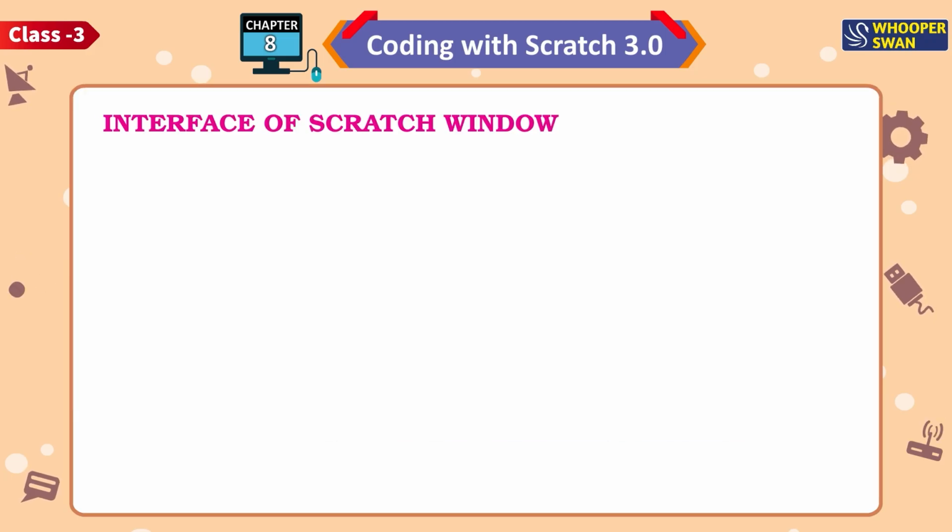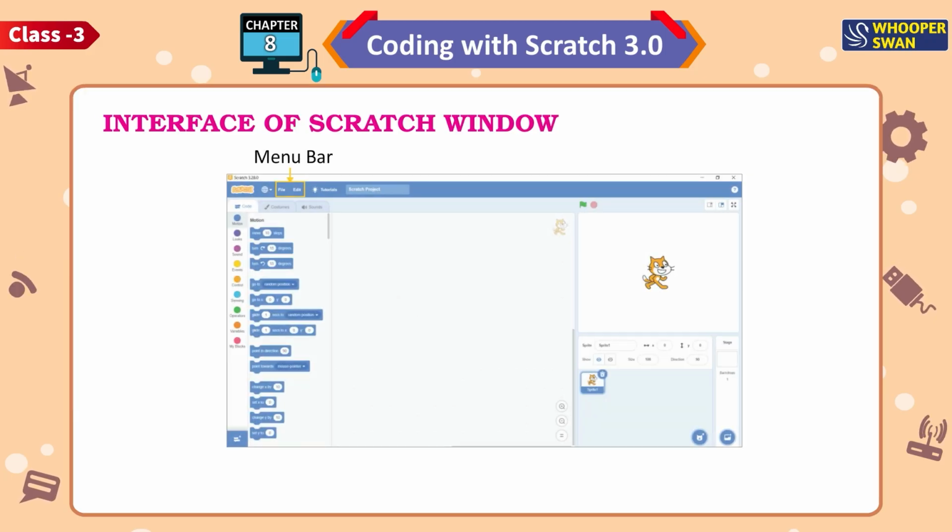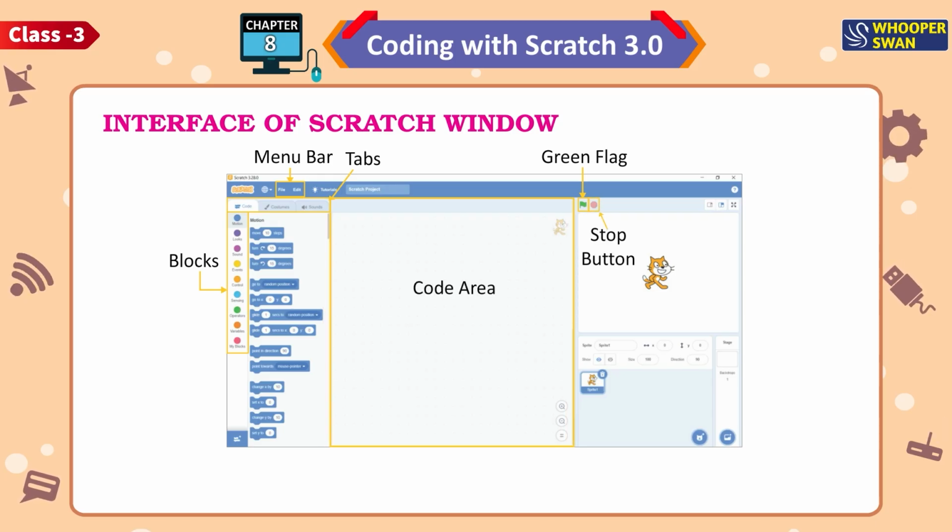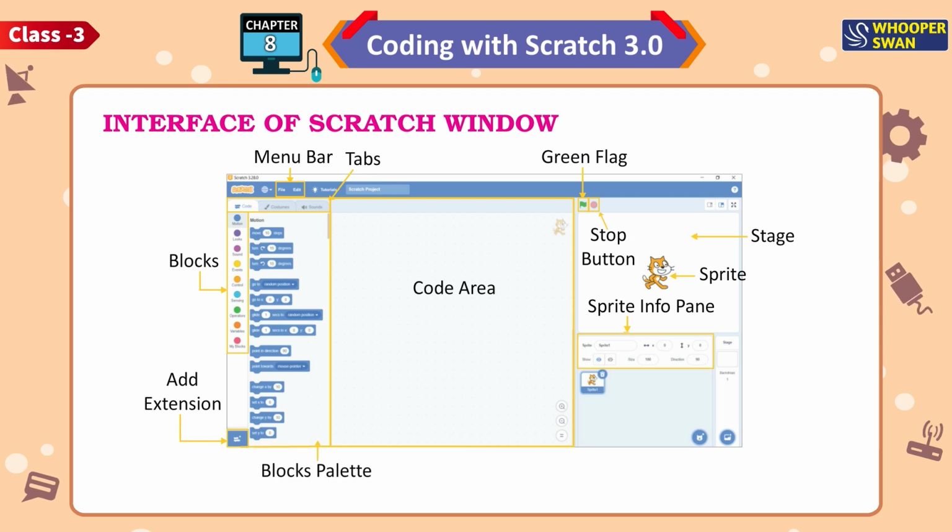Interface of Scratch window. Menu bar. Tabs. Green flag. Blocks. Code area. Stop button. Stage. Sprite. Sprite info pane. Add extension. Blocks palette. Choose a backdrop. Sprites list. Choose a sprite.